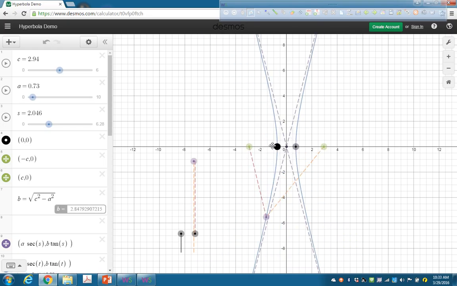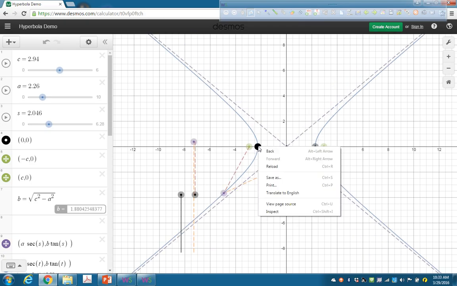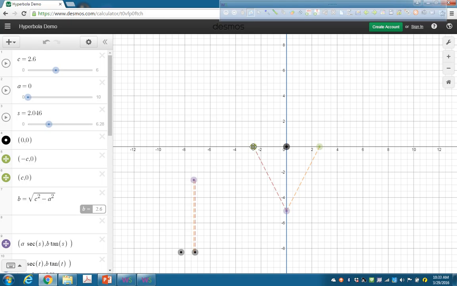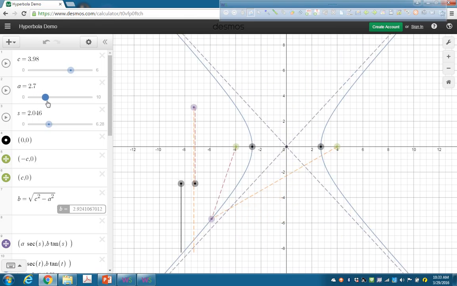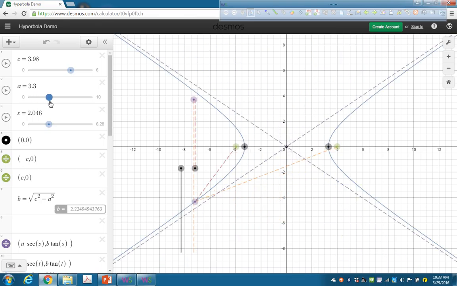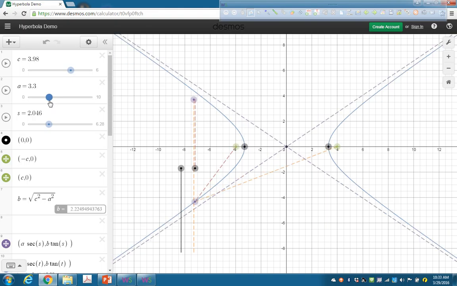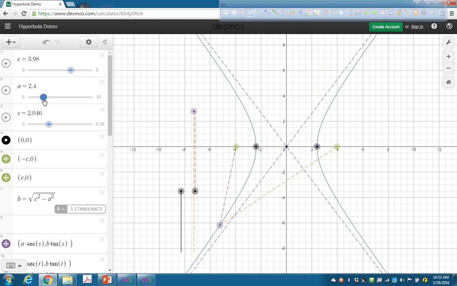But notice that when the focus is closest to the vertices of the hyperbola, what happened? Where did it go? It's still in a vertical straight line. Oh, it is? No, move the black one. Oh, move this one. As the focus and the vertex get close to each other, my hyperbola gets skinnier. So it's kind of cool to look at that.